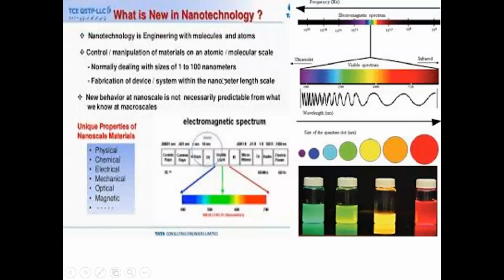So this nanotechnology, or this technique, normally deals with the atomic and molecular scale. If the size of atoms or molecules in a chemical normally falls between 1 to 100 nanometers, then that is the science and that is the technique, it is nanotechnology, and the fabrication of devices and systems at the nanometer length scale. The behavior at the nanoscale is not necessarily predictable from what we know at the micro scale. This means that if the size of a material goes to the nano level, for example from the micro level to the nano level, then its properties also change.